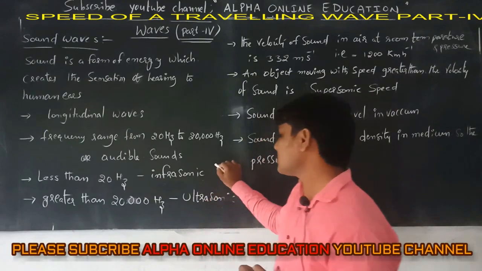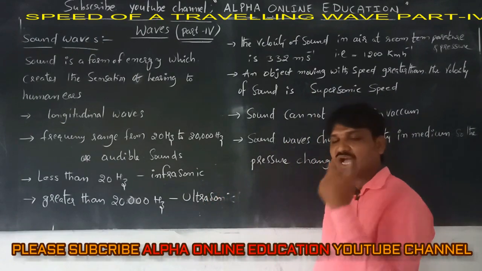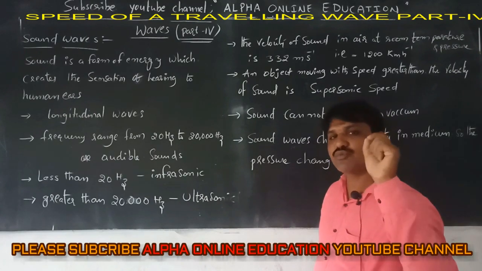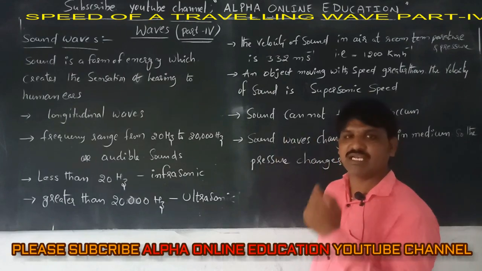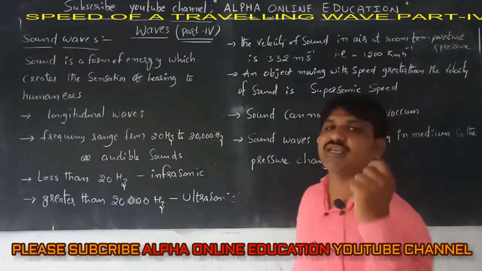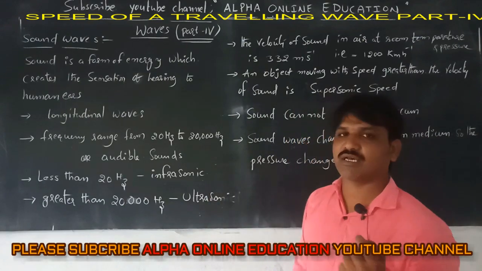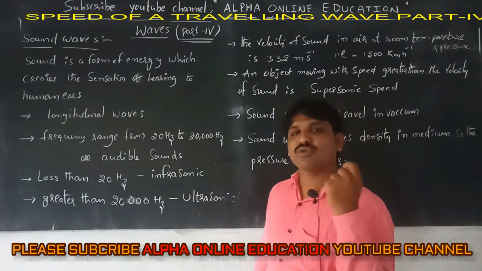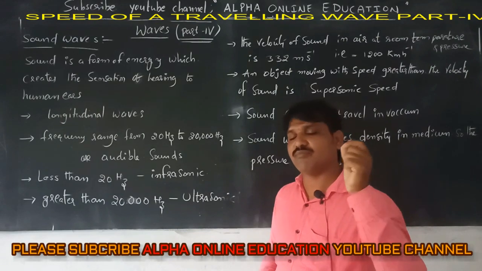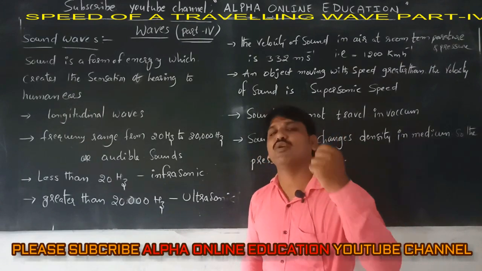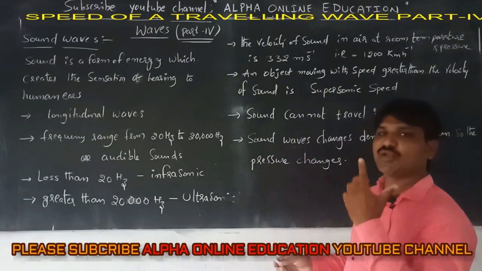These infrasonic and ultrasonic sounds cannot be heard by the human ear, because the audible range is only 20 Hz to 20,000 Hz. Below 20 Hz and above 20,000 Hz, that frequency range cannot be heard by the human ear. So infrasonic and ultrasonic sounds are not audible. Only sounds between 20 Hz and 20,000 Hz can be heard by the human ear. That is called audible sound.